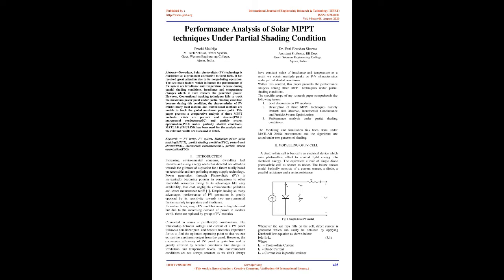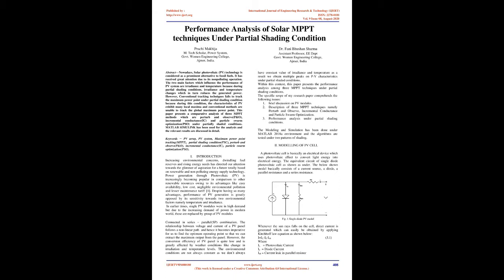The two main factors which influence the performance of a PV system are irradiance and temperature, because during partial shading conditions, irradiance and temperature change, which in turn reduces the generated power. However, conventional tracking techniques fail to track the maximum power point under partial shading condition, because during this condition, the characteristics of PV exhibit many local maxima and conventional methods are unable to track the global maximum power point.